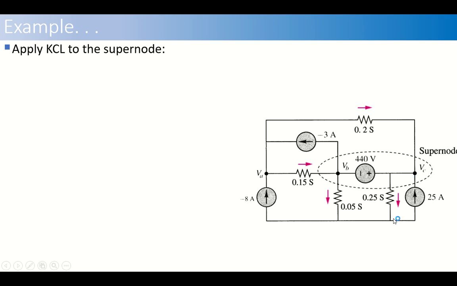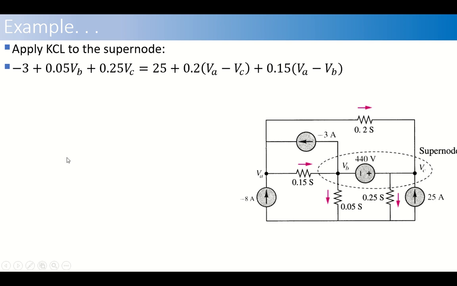You can see that at the super node, the number of branches connected: 1, 2, 3, 4, 5, and 6. There are 6 branches connected. This is incoming current, outgoing current, incoming, outgoing, and outgoing. If we count the outgoing currents, 1, 2, three are outgoing currents and three are incoming currents. So let's start from this equation. This current is the outgoing current.